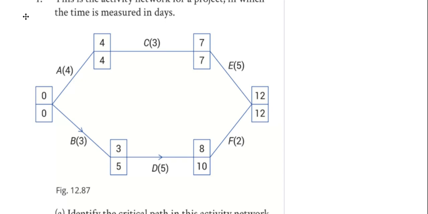Project in which time is measured in days. Now, can everybody in class tell me which one's the critical path? Critical path is the one that causes it to be 12. A, C, E. Is everybody happy with A to C to E? Everybody happy? Now here's what we're going to do.